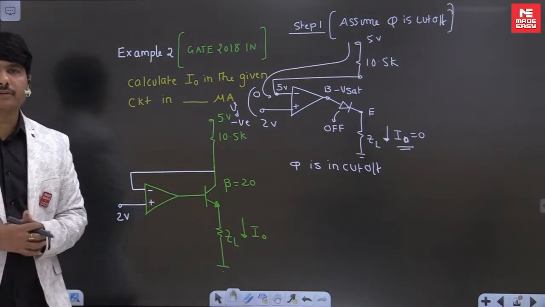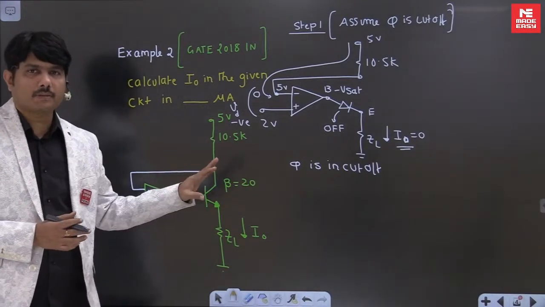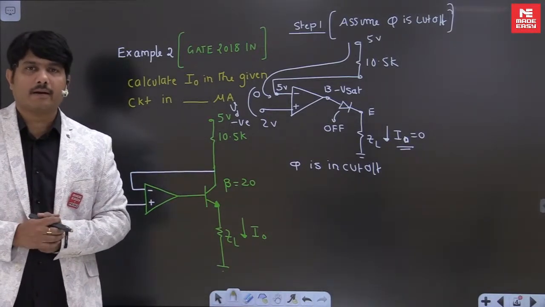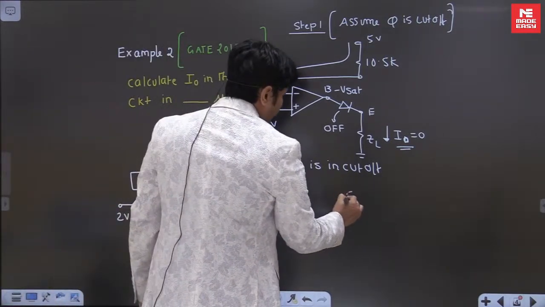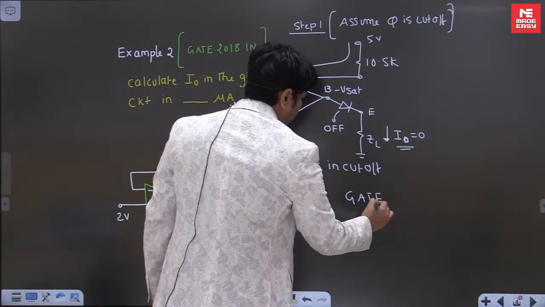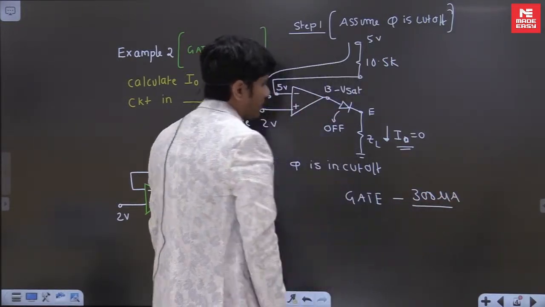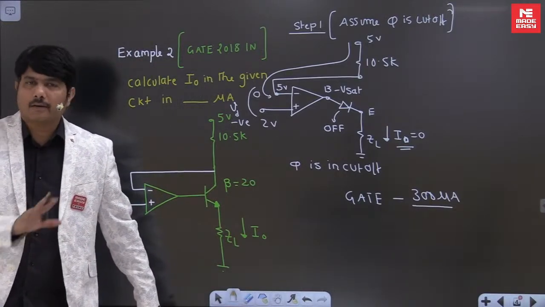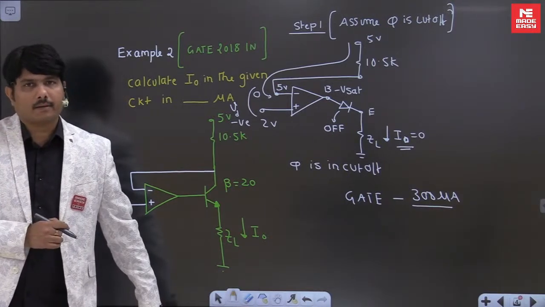This solution was given by the GATE key after 3 days. But some students, when asking this doubt on Telegram, were constrained to 300 microamps as the answer, because the GATE has released the answer as 300 microamps. So most of the students are fixed to this answer. That is a blunder, my friend. 300 microamps is not the correct answer. 0 microamps is the correct answer.